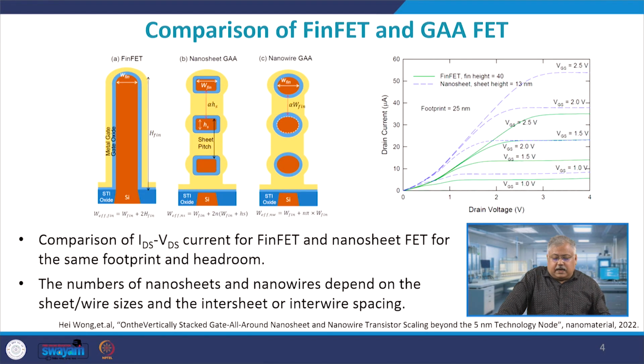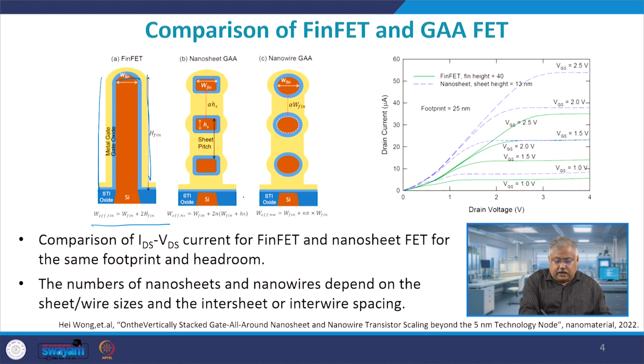Now let us look at the comparison between a FinFET and a GAA FET, so that you know what the relative advantages and disadvantages of FinFET and GAA FET are. If you look at this graph, the effective width of a FinFET is W fin plus 2 H fin. W fin is this one, plus 2 H fin is this, plus this.